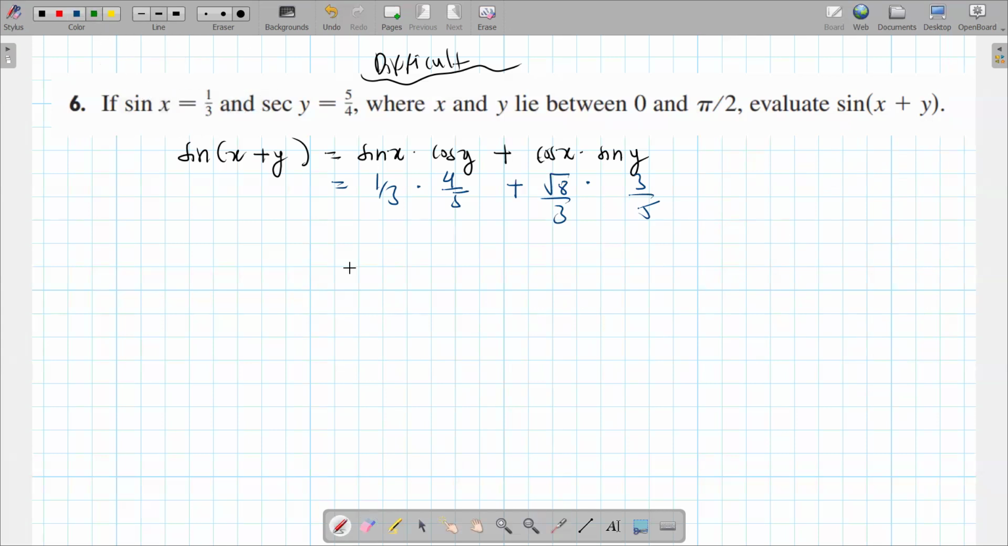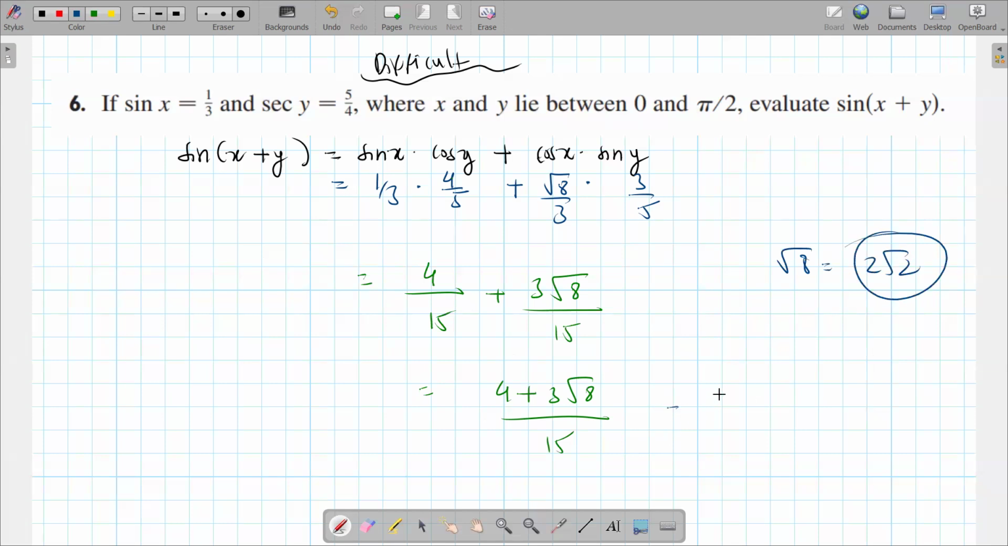Now for the last step, we're just going to clean it up. 4 times 1 is a 4. 5 times 3 is a 15. Plus 3 times root 8 is 3 root 8. 5 times 3 is a 15. So for the final answer, you can write it like this, or if you want, root 8 is 2 root 2. You can write this as 6 root 2 over 15. And that's going to be your final answer.